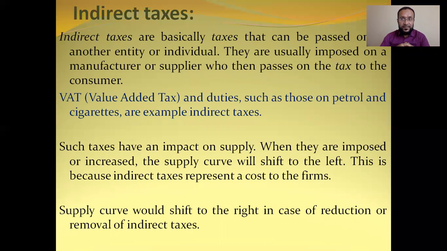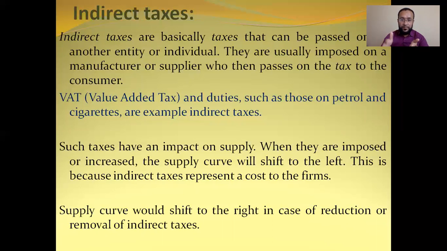What are indirect taxes? Indirect taxes are basically taxes that can be passed on to another entity or individual. They are usually imposed on a manufacturer or a supplier by the government, who then passes on the tax to the consumer. That means here, the government will impose tax on the farms, but these farms will pass on this tax burden to the consumer by adding it to the final product. So indirect tax will increase the price of the product.